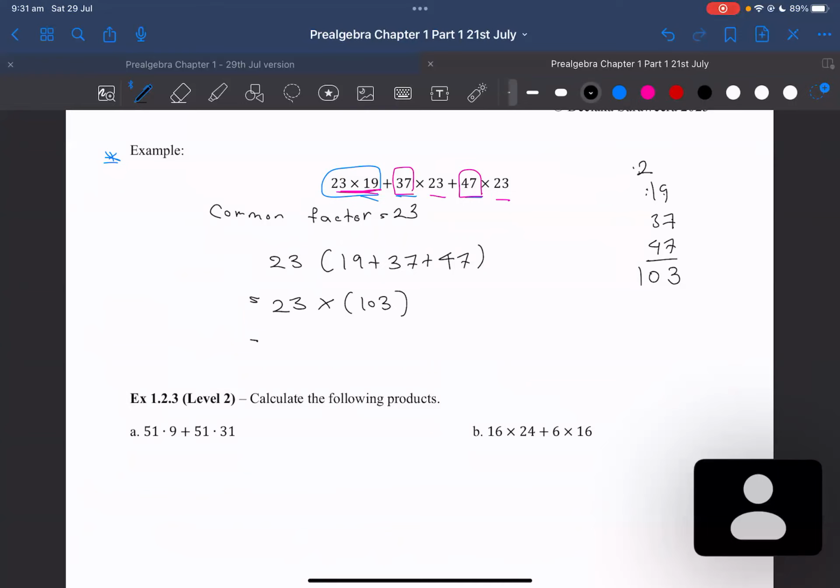And then here you can multiply with long multiplication, or you can use the distributive property again. You split it into 23 times 100 plus 3. That's 2300 for this part, and then you do this one separately: 23 times 3 is 69. That's 2369.